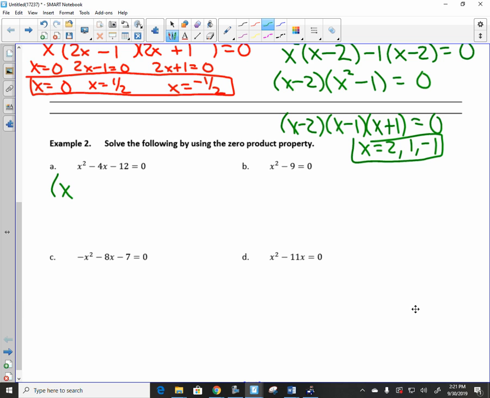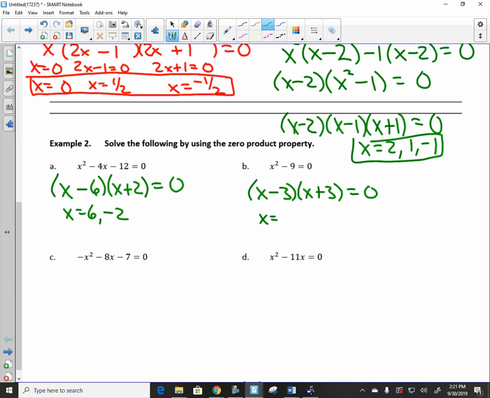We recognize that the first one is a trinomial, x minus 6, x plus 2. So your solutions are x equals 6 and negative 2. Any questions on that first one? Second one's not a trinomial. Hopefully you recognize it's the difference of 2 squares. X minus 3, x plus 3. So your solutions are 3 and negative 3.